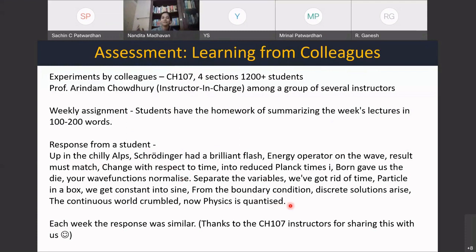Up in the Chile Alps, Schrodinger had a brilliant flash. Energy operator on the wave, result must match. Change with respect to time into reduced Planck times i. Born gave us the die. Your wave functions normalize. Separate the variables, we've got rid of time. Particle in a box, we get constant into sine. From the boundary condition, discrete solutions arise. The continuous world crumbled, now physics is quantized.